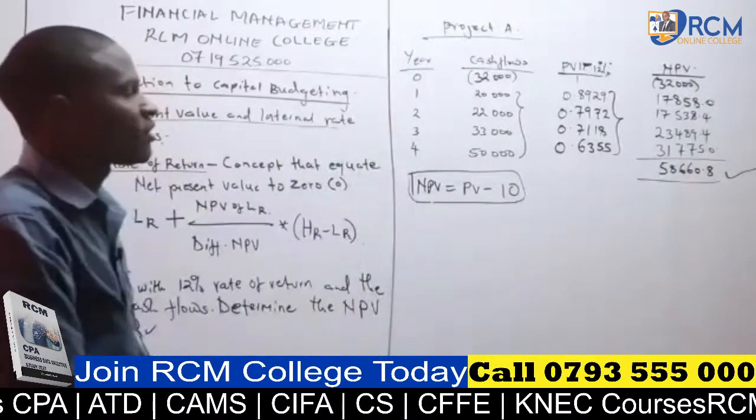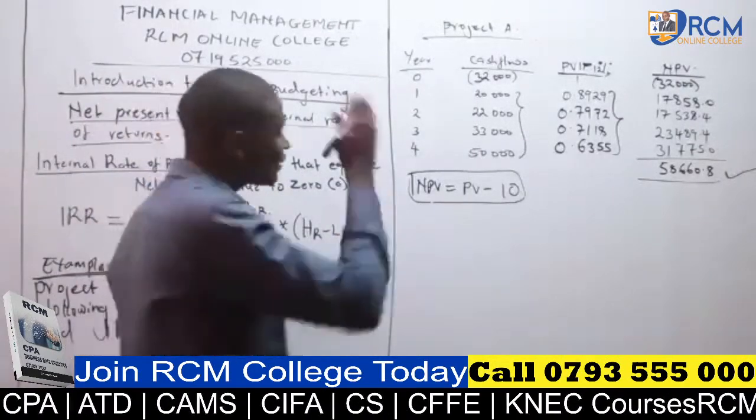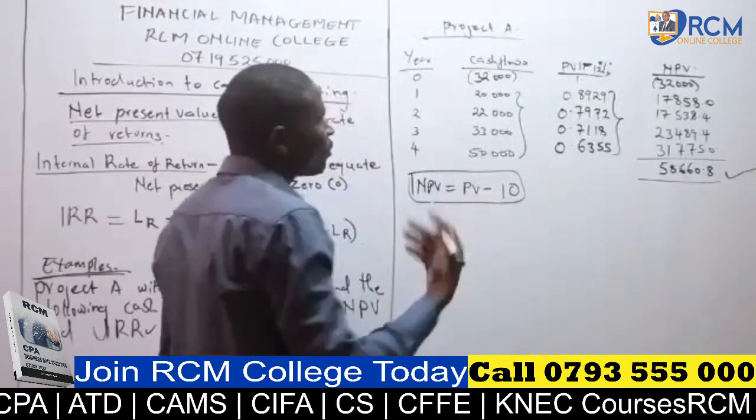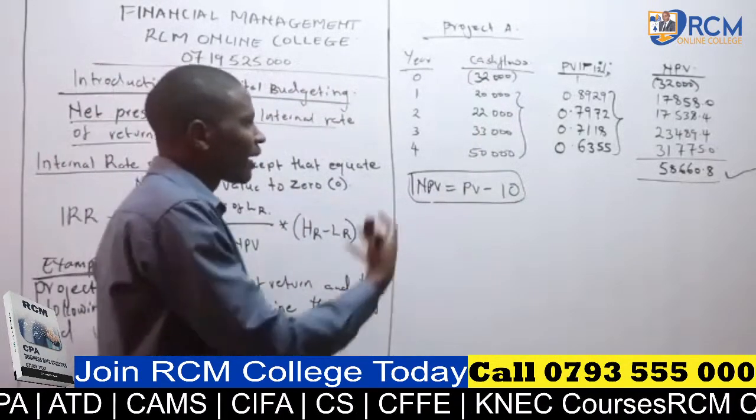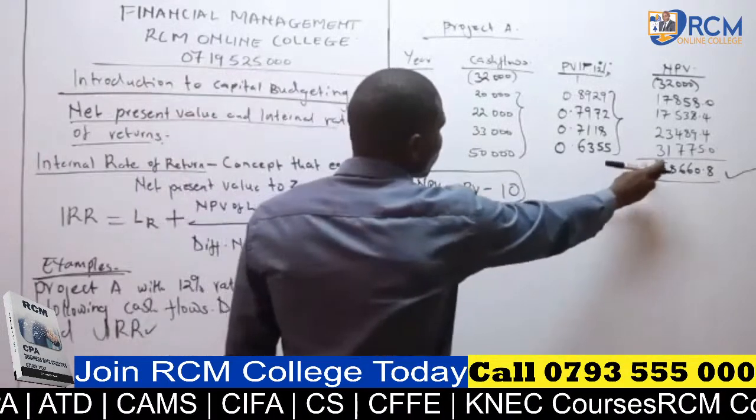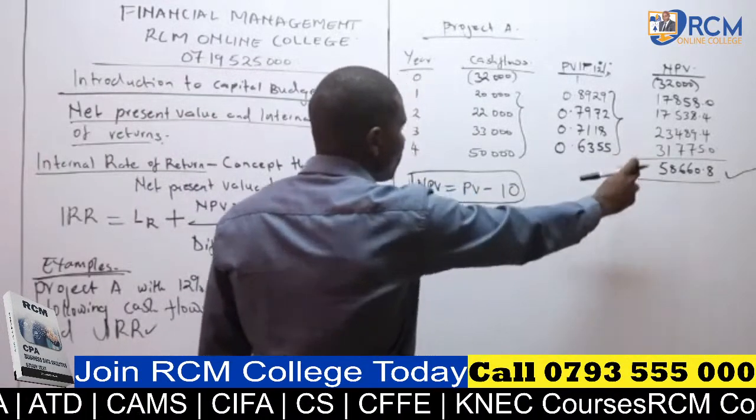The whole of it. Let's now use 24. Remember, we are using trial and error method, so that at least at the end, we get a negative NPV. We don't want a positive. We want a negative NPV here.